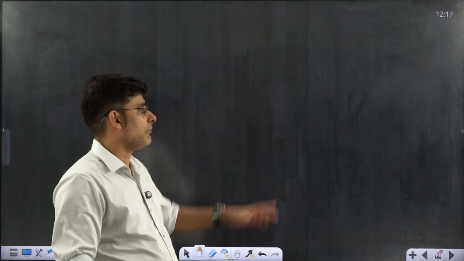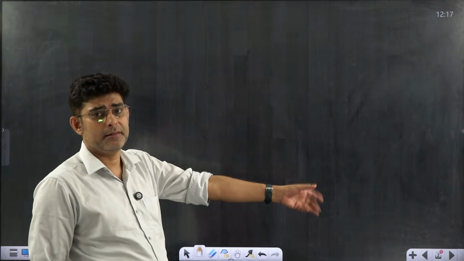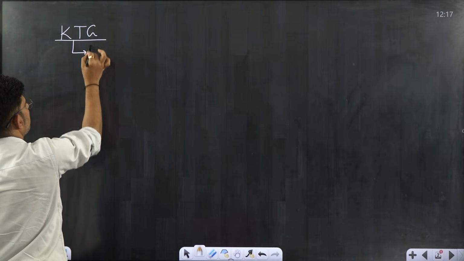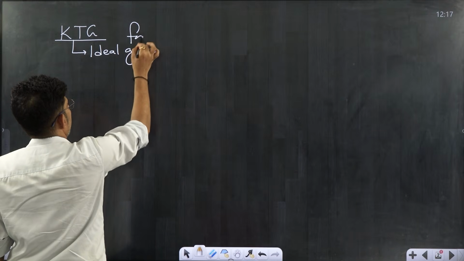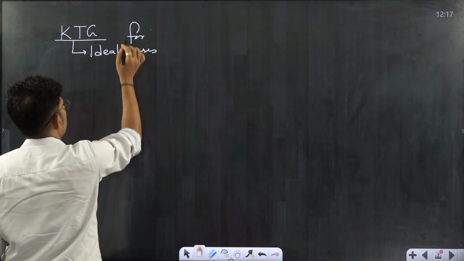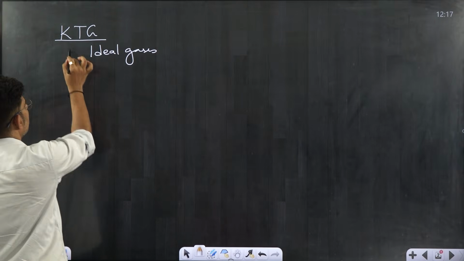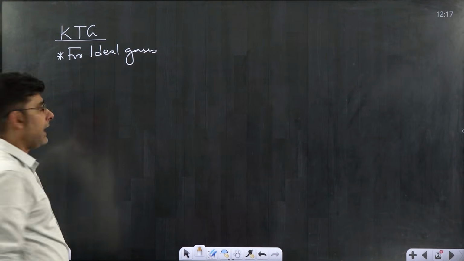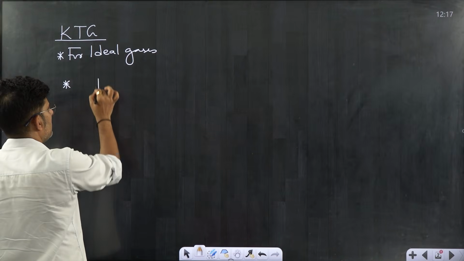As you saw, the chapter has been divided into two parts: thermodynamics law as well as kinetic theory of gases. First we start with kinetic theory of gases, in short KTG. It has been proposed by Maxwell, and this is for ideal gases only. This should be clear to everyone, given by Maxwell.